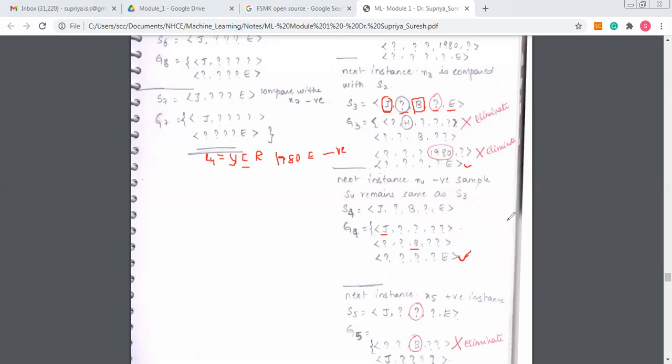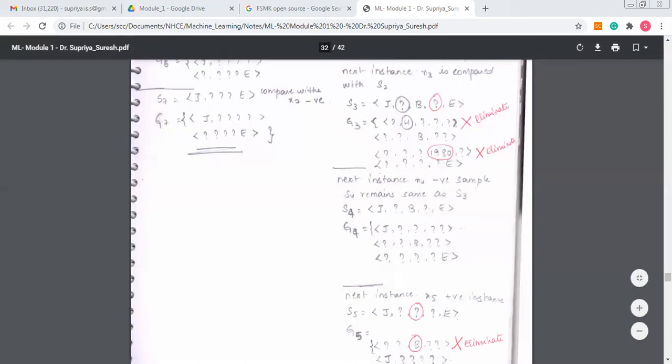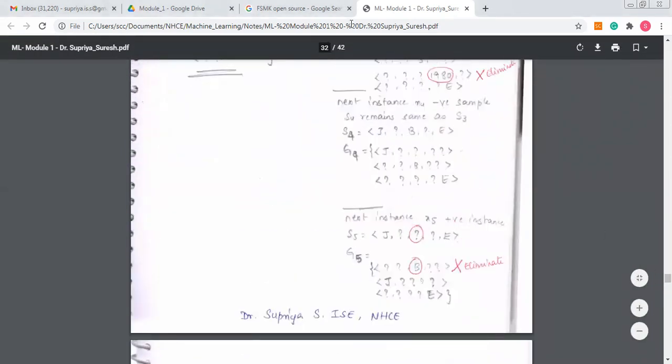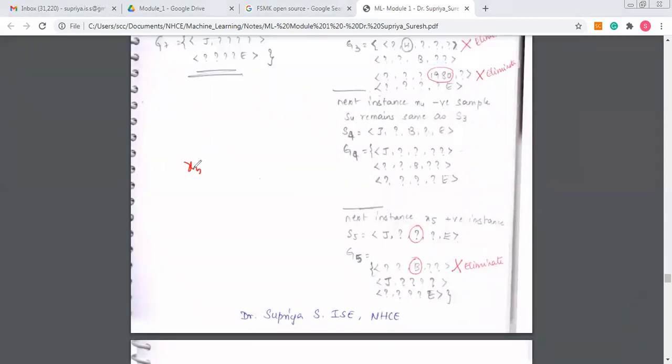So my next step, I have to compare with X5. I'm going to scroll a bit down and compare it with X5. My X5 instance is J H W 1980 and E. Okay, so I have this X5 instance. X5 is a positive instance. When it is a positive instance, I'm going to change my specific term.